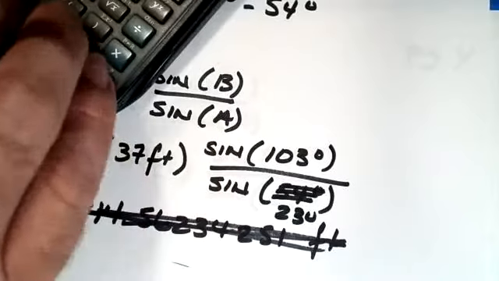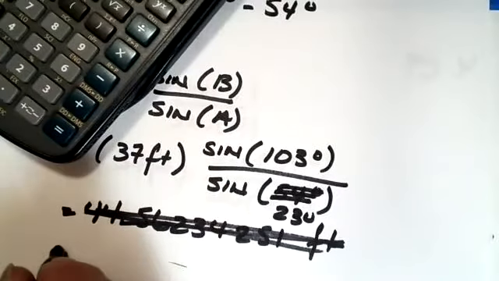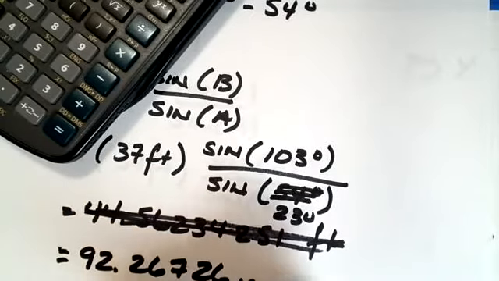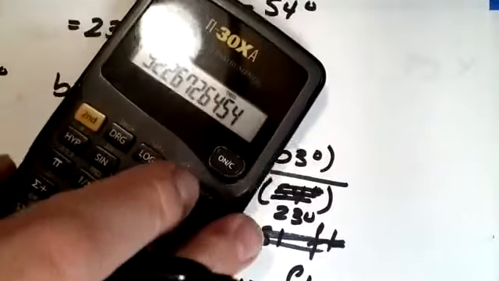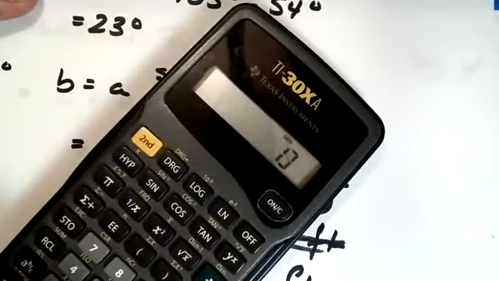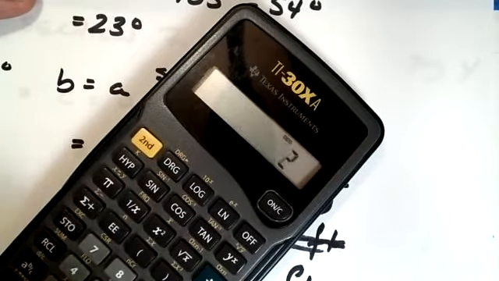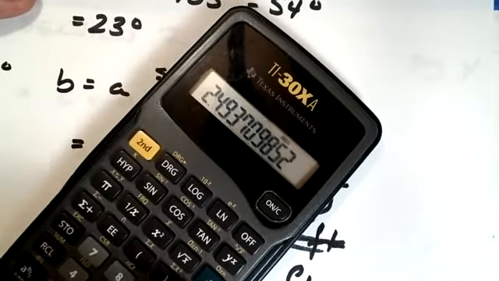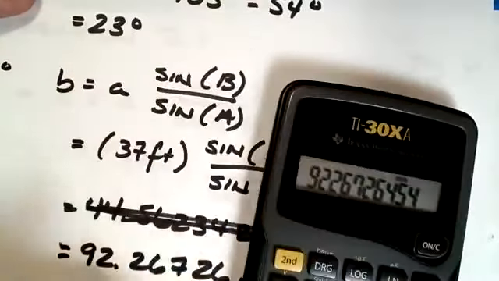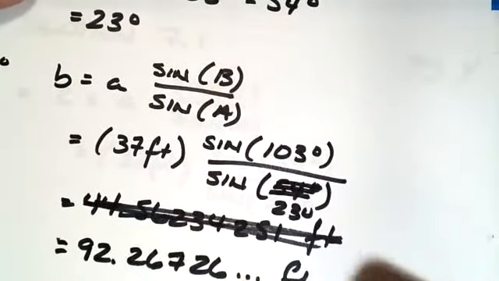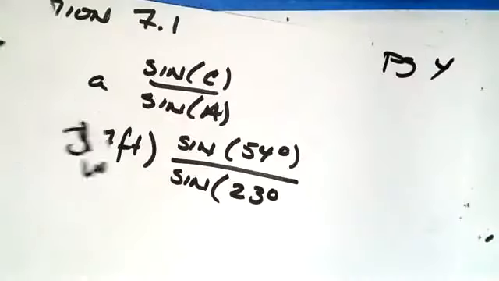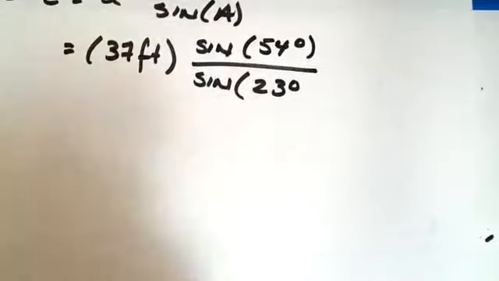Times 37. Sorry, this should be 92.26726 feet. And since I'm a little bit weary, I feel like I fat fingered something. Let me just try it again just to make sure that I got the right number. So 103 sine divided by 23 sine times, not 42, 37. And I get 92.26, et cetera. So it looks like that's okay now. Sorry about that. It does happen a lot, and so maybe it's good to actually see me do it once.